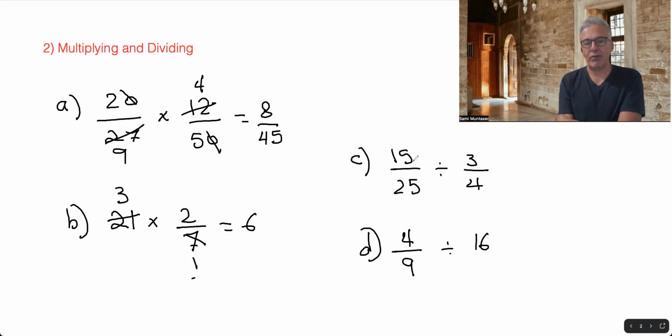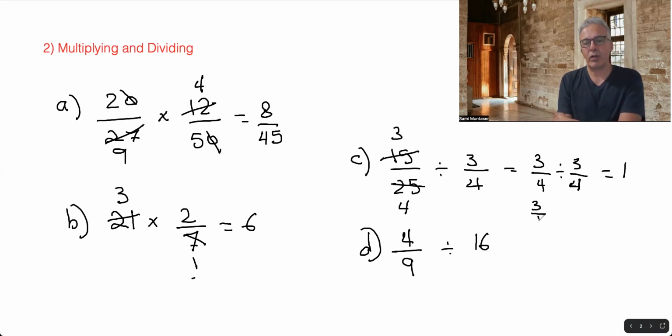I know 15 and 25, I could reduce this: 5 goes into 15 3 times, 5 goes into 25 5 times. So this gives me 3/5 divided by 3/5. You don't even have to do the keep, switch to multiplication and flip, because you know when you divide something by itself, it's just going to give you 1. Okay, dividing 3/5 by 3/5 is going to give you 1.